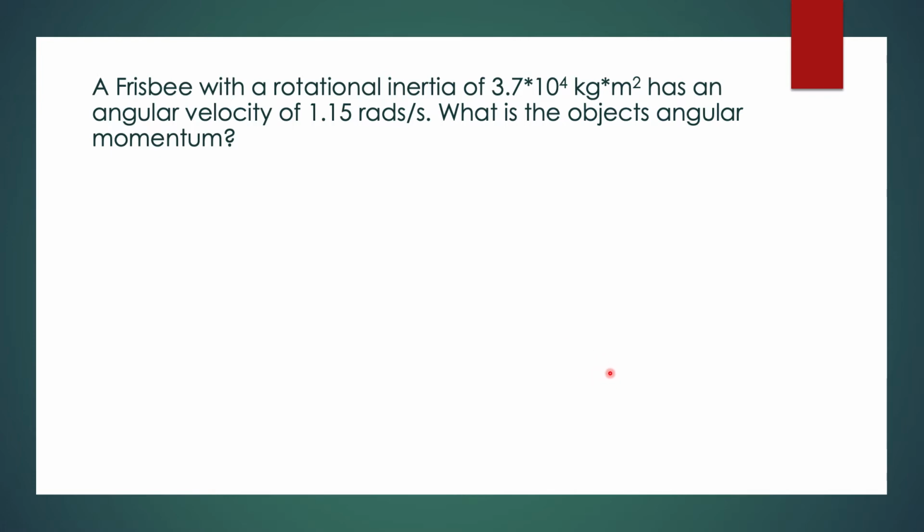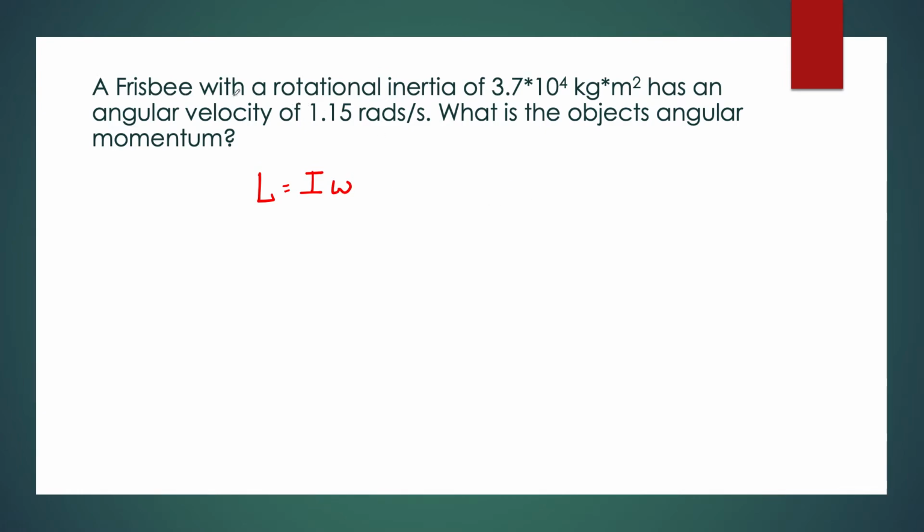So we can actually do a problem with this now, right? A frisbee with a rotational inertia of 3.7 times 10 to the fourth kilogram meter squared has an angular velocity of 1.15 rads per second. What is the object's angular momentum? All right, so we know that angular momentum is just I omega.